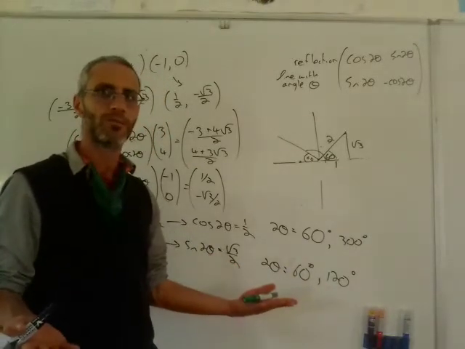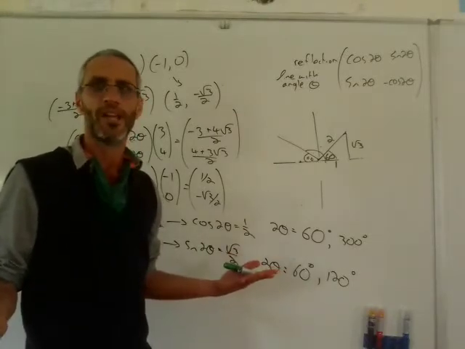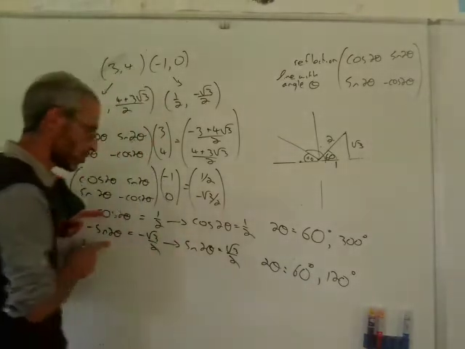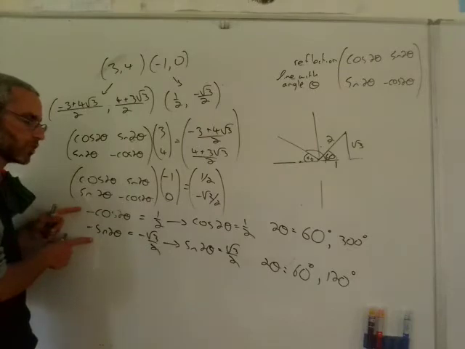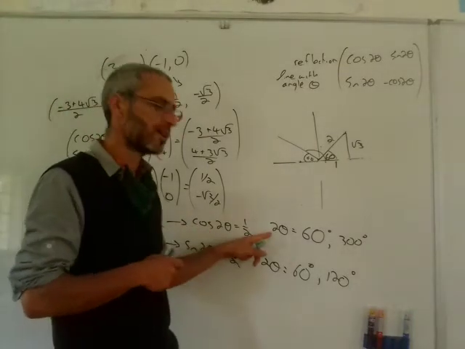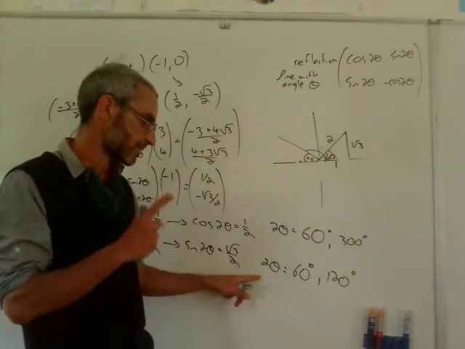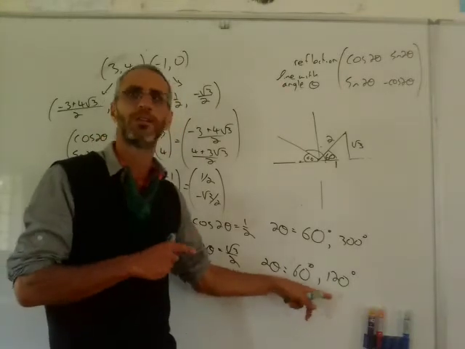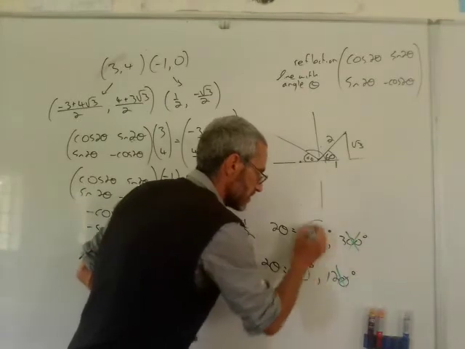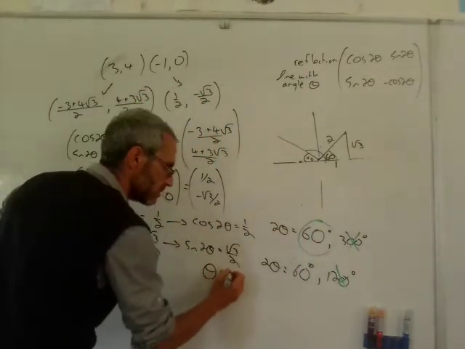Which one does it have to be? 60. Okay? Do you understand what I'm saying? I've got two sets of equations here. That's where we start. This equation told me, listen, 2 theta is either 60 or 300. The second equation told me, listen, 2 theta is equal to 60 or 120. So it must be 60. Okay? It can't be that one. This is the answer. And now we just need to finish it up. Theta equal to?